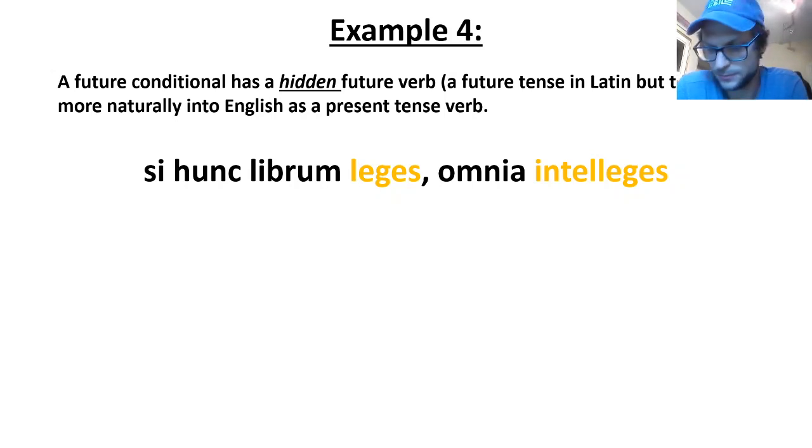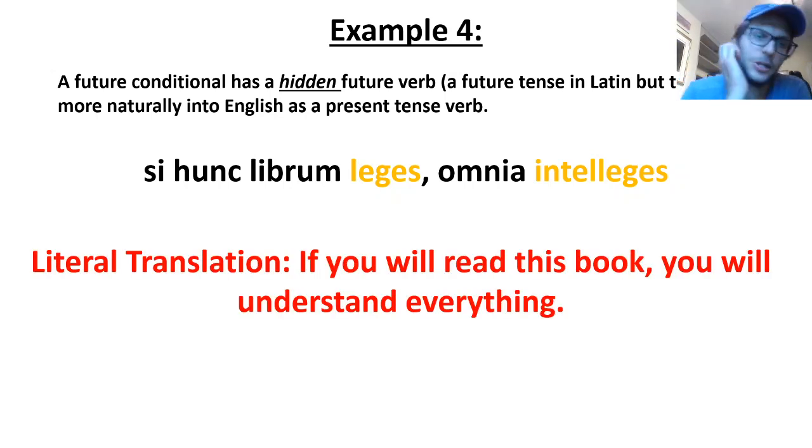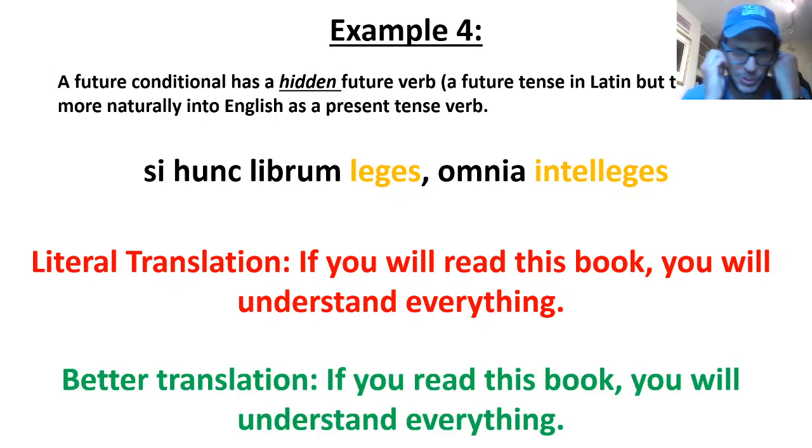Ten seconds. 5, 4, 3, 2, and 1. So we know our literal translation is if you will read this book, you will understand everything. So both verbs are future. However, in English, we wouldn't say that. A better translation would be, if you read this book, you will understand everything.